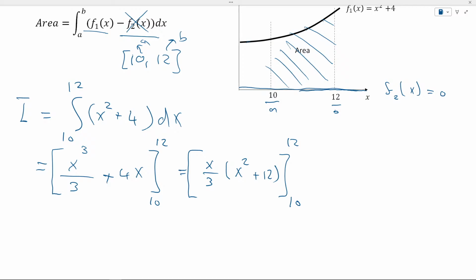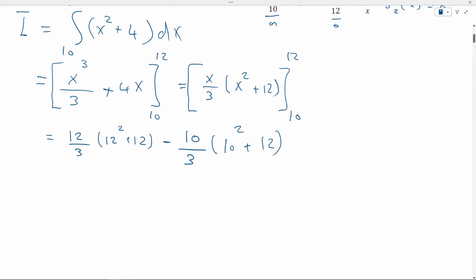And then what can we do? Then we evaluate this from 10 to 12. So that would be 12 over 3 times (12 squared plus 12), minus 10 over 3 times (10 squared plus 12). Basically, I'm evaluating this term. So I got something that looks like this.